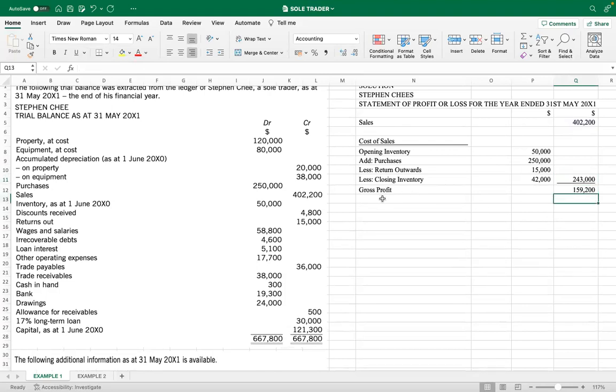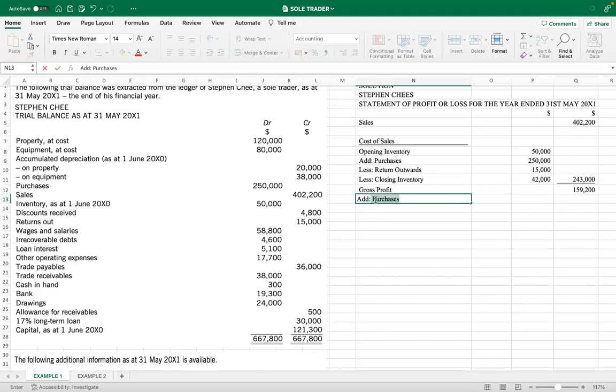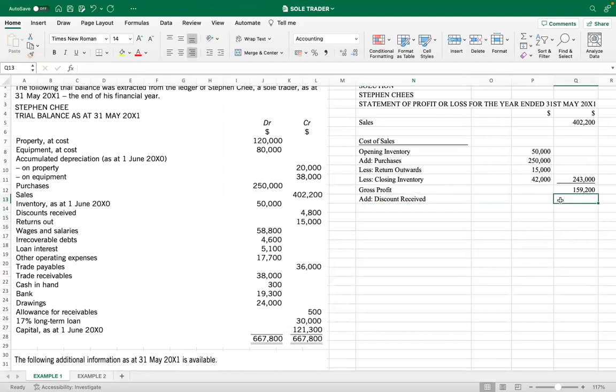So it gives us a gross profit of 159,200. Now, to the gross profit, you add other sources of income. For example, if there is any discount received, which I can see there is a discount received, in this case of 4,800. So add discount received: 4,800.